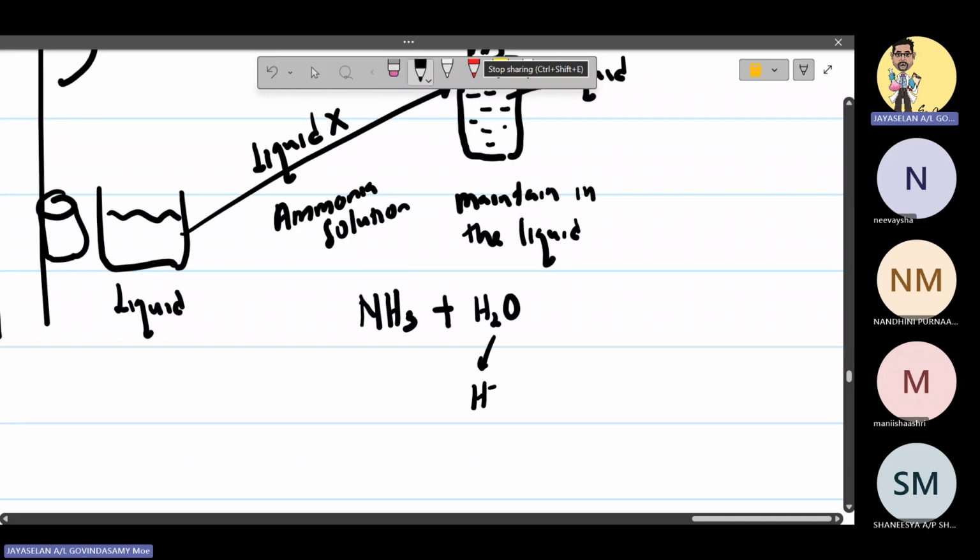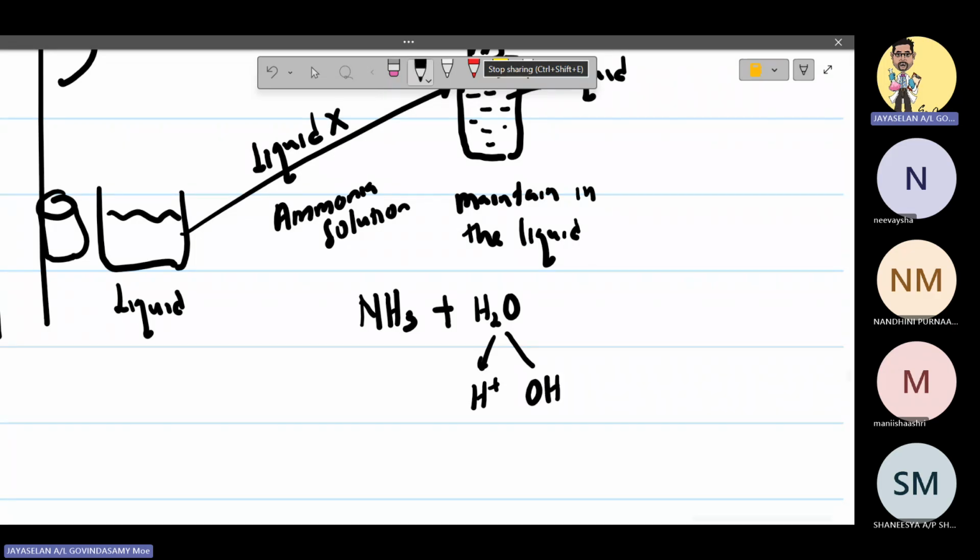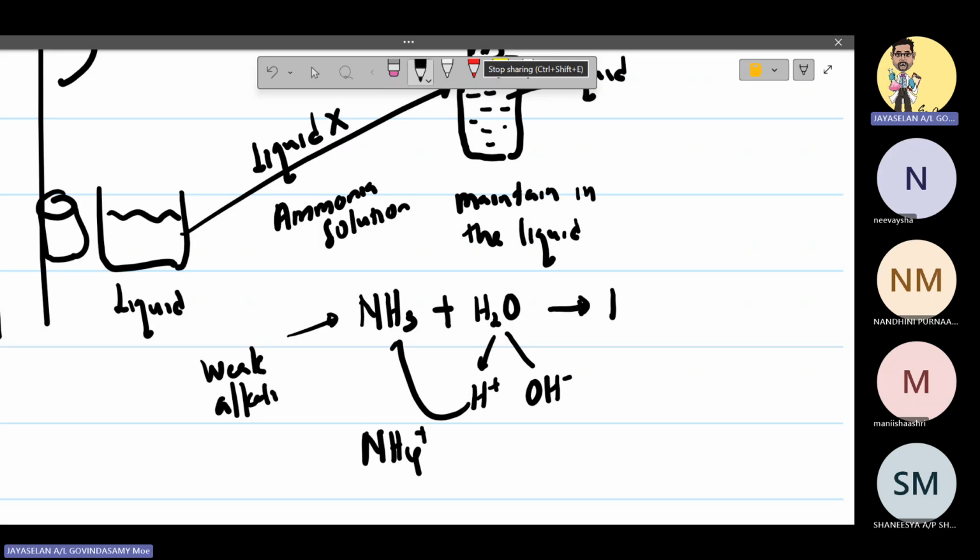Water will break, producing hydrogen ion and hydroxide ion. Why does water break? Because this is a weak alkali. The hydrogen ion has no electron, so it will form a dative bond and form ammonium ion. Ammonium ion is a soluble ion, so dia larut dalam air lah. Plus this hydroxide ion, a negative ion.